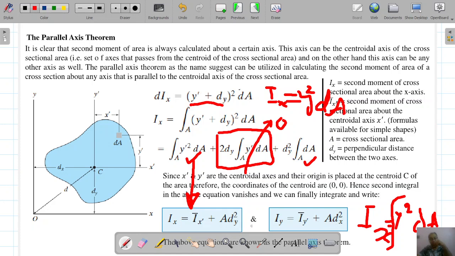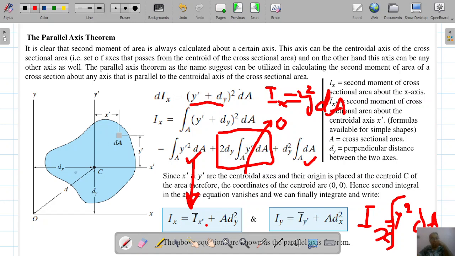If you look at it, there is very much similarity between the two, Ix and Iy. Here it is Ix' and here it will be Iy'. So Iy' will basically be the integral of x'^2 dA. And remember this dx^2 here will be this value.